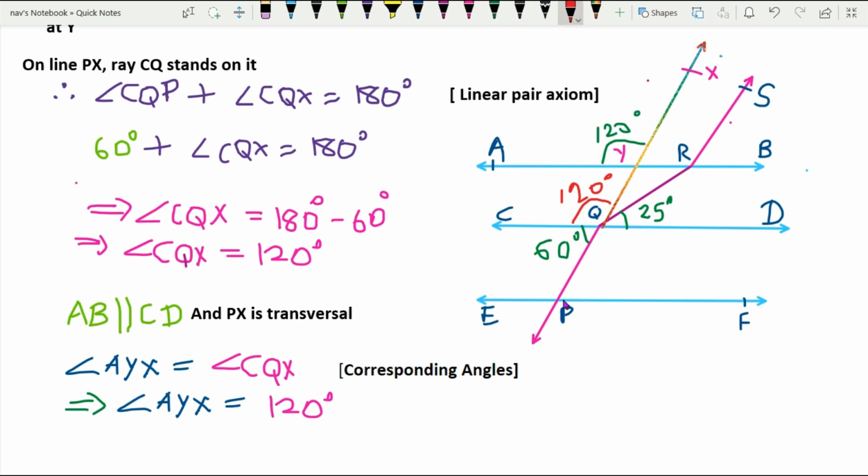Now it is given in the question that PQ and PX are both the same line. It is just PQ extended like this. So PX is parallel to this line RS. And we will take AB as transversal. Now we will take this line as transversal. PX is parallel to RS and we will take AB as transversal.